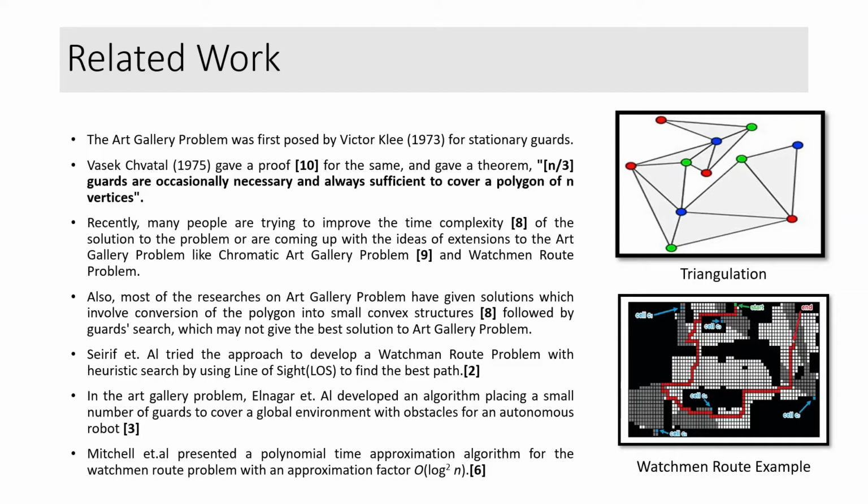The first one is that the art gallery problem was first proposed by Victor Klee in 1973 for stationary guards. A solution to this problem was given by Vasek Chvatal in 1975, who gave a proof for a theorem which says that n by 3 guards are occasionally necessary and always sufficient to cover a polygon of n vertices.